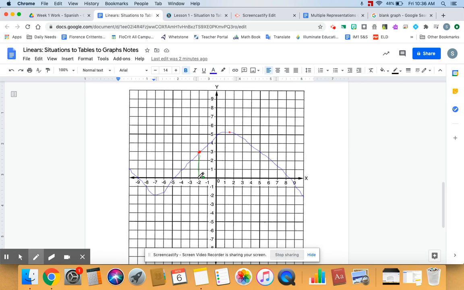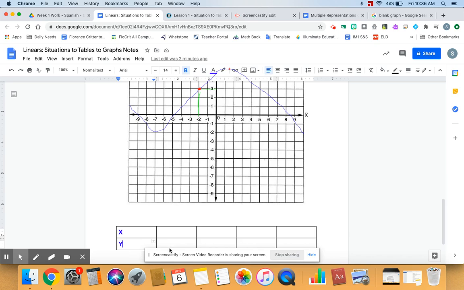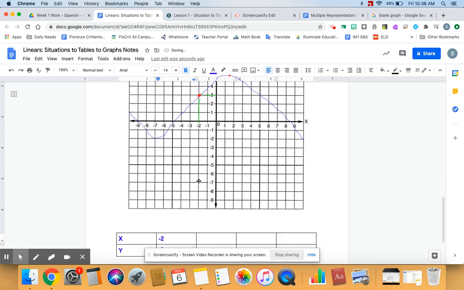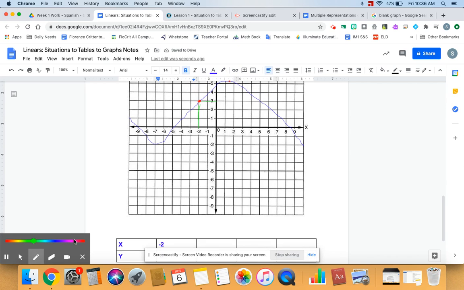So if I go down to my x, it's right here at -2. And my y for this point is over at 3. So to put that point into the table, when my x is -2, my y is 3. And I can do it for another point that crosses perfectly, like right here.